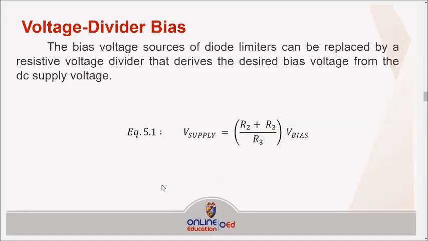Okay, what's the formula to get the value of the voltage supply? You just add, for example, you have three resistances, you add only R2 plus R3, then over R3, then multiply it by the value of the voltage bias. Okay, that will be the voltage supply, or the value that will be on the output voltage. Okay, next.